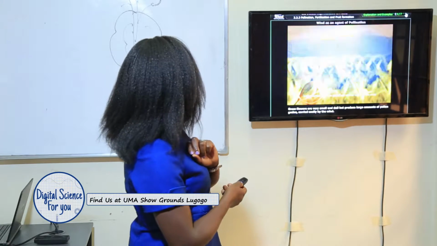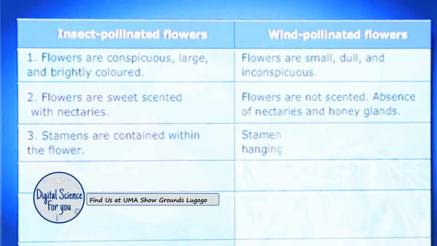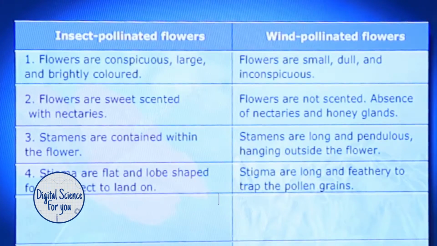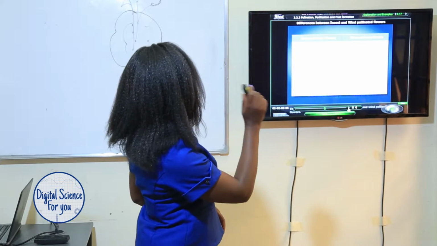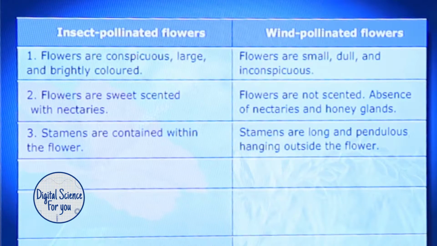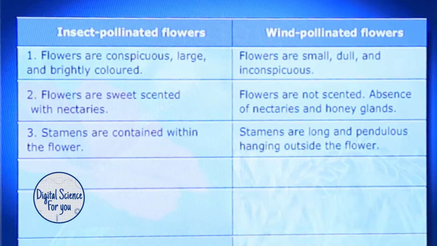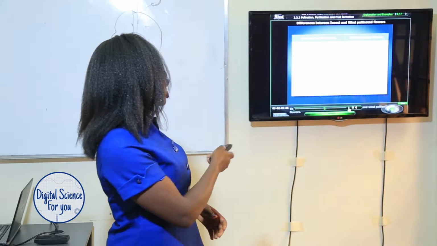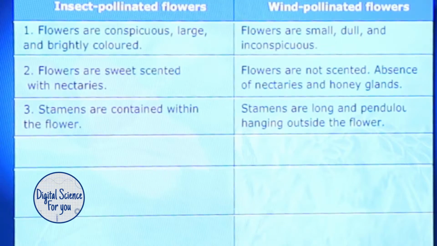Number 2, we say for insect pollinated flowers, they are sweet scented with nectaries. I told you that sometimes the bee goes to visit the flower just because it is looking for that food, the sweet nectar. While for the wind pollinated flowers, the flowers are not scented and they do not have honey glands and nectaries. Difference number 3, for insect pollinated flowers, the stamens are contained within the flower.